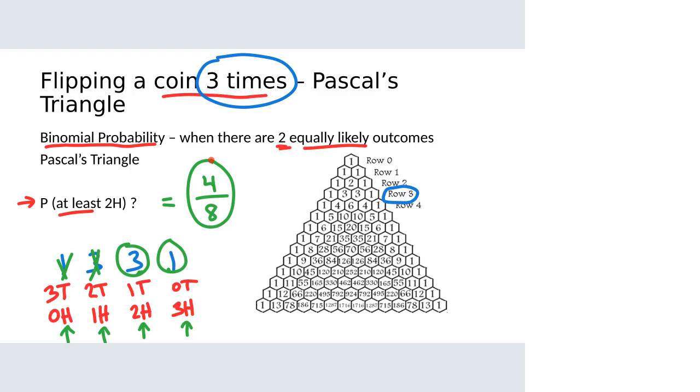We didn't need to write down the sample space, which is awesome. That's kind of the beauty of Pascal's triangle, is it tells us how many ways there are to get no tails and 3 heads, 1 tails and 2 heads. So I don't need to write the sample space down. I can just use these numbers.